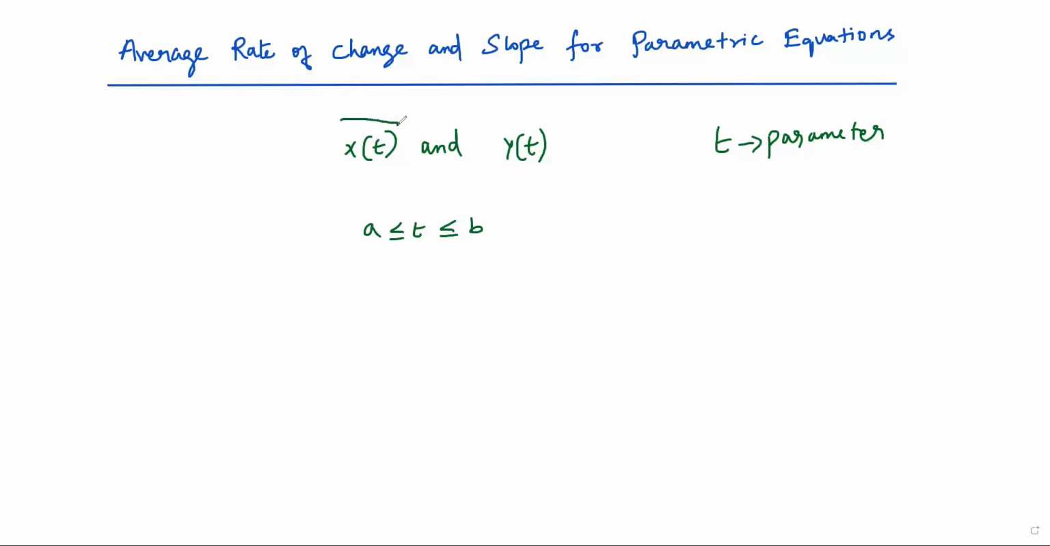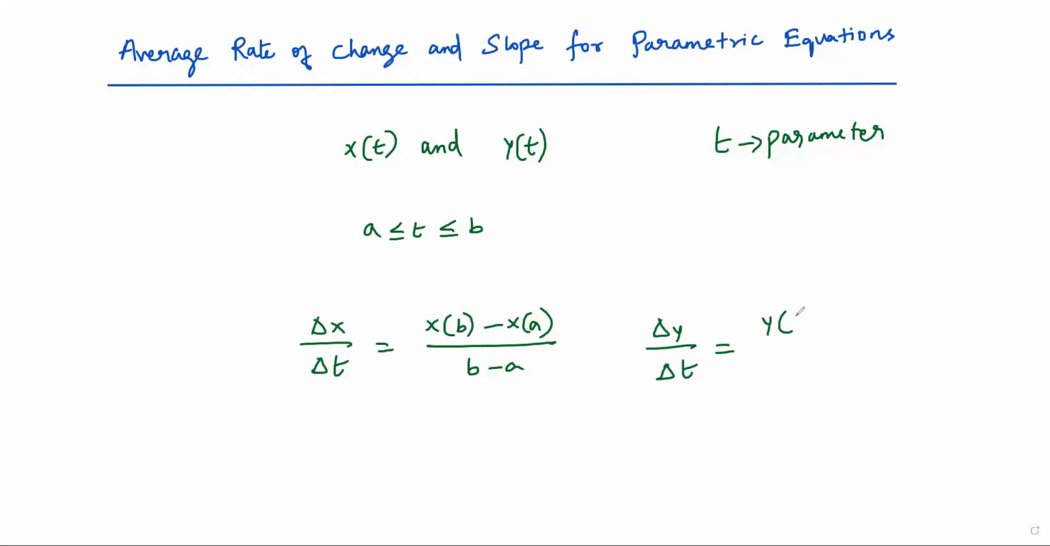the formula to find the average rate of change for x of t is delta x over delta t equals x of b minus x of a over b minus a. And also the formula to find the average rate of change for y of t over this interval, delta y over delta t, is equal to y of b minus y of a over b minus a.